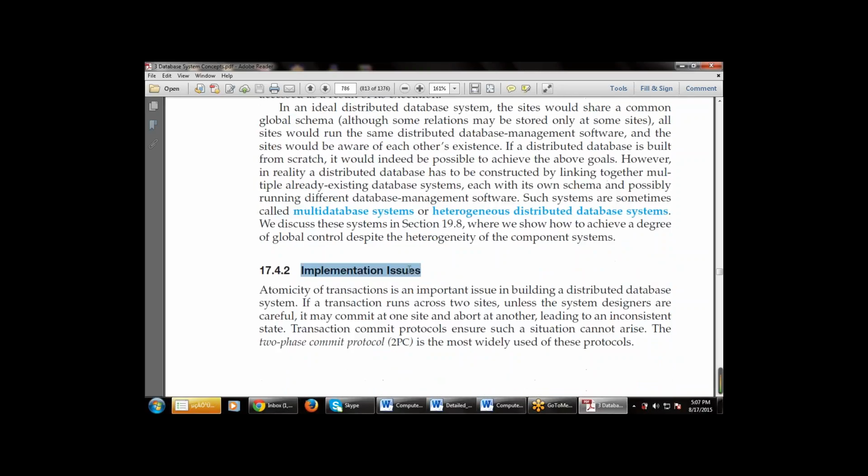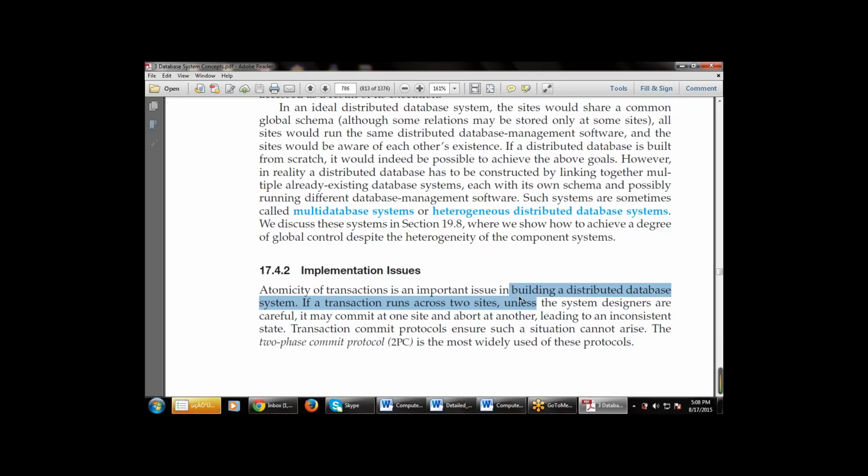Then, implementation issues: what are the various implementation issues available in a distributed system? Atomicity of the transaction is an important issue in building a distributed system. The data will not be atomic as per the distributed database guidelines. If a transaction runs across 2 sites, unless the system designers are careful, it may commit at one site and abort at another site.